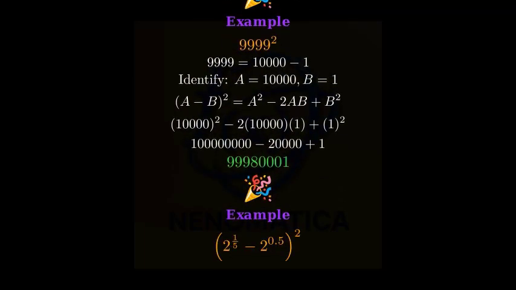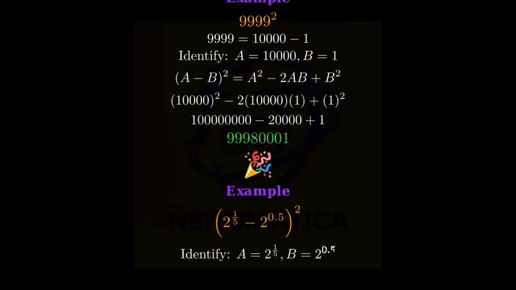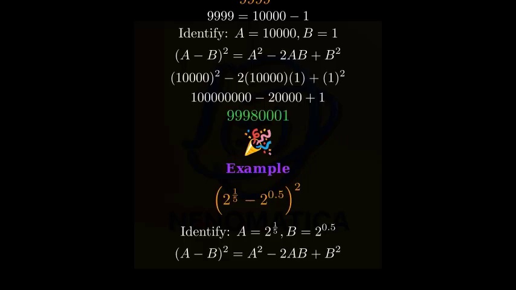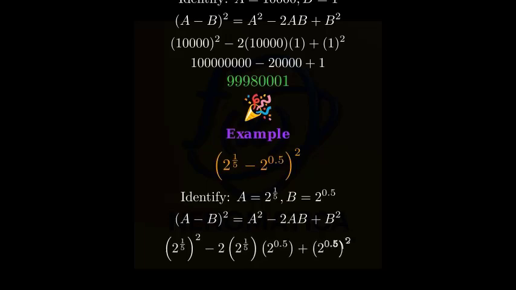We have (2 to the power of 1/5 minus 2 to the power of 0.5), all squared. Here, a is 2 to the power of 1/5, and b is 2 to the power of 0.5. We apply our formula, a squared minus 2ab plus b squared. Let's substitute. a squared is (2 to the power of 1/5) squared, which is 2 to the power of 2/5. 2ab is 2 times 2 to the power of 1/5 times 2 to the power of 0.5. b squared is (2 to the power of 0.5) squared, which is 2 to the power of 1.